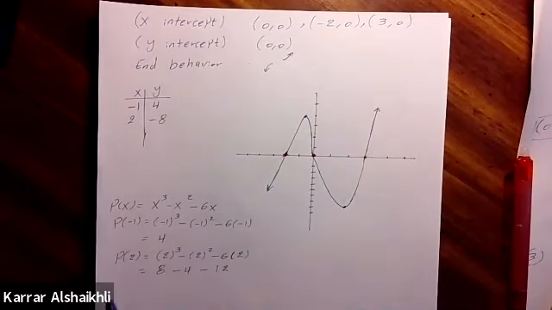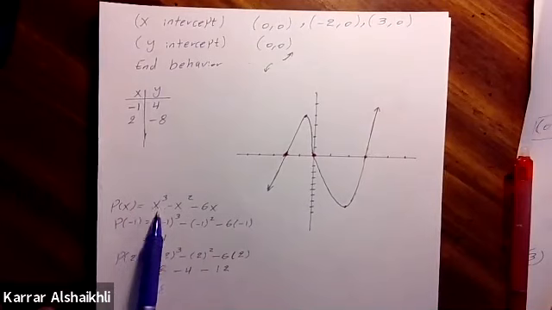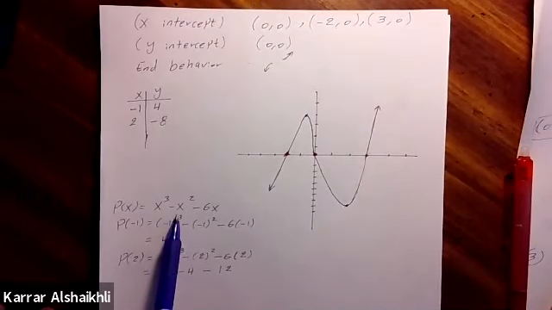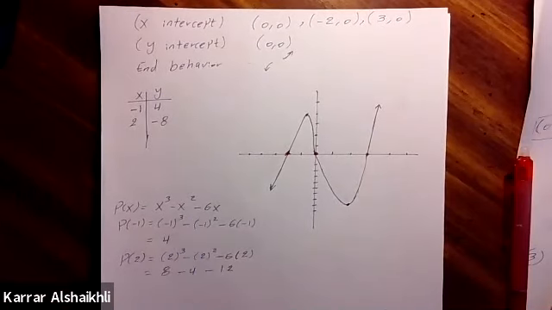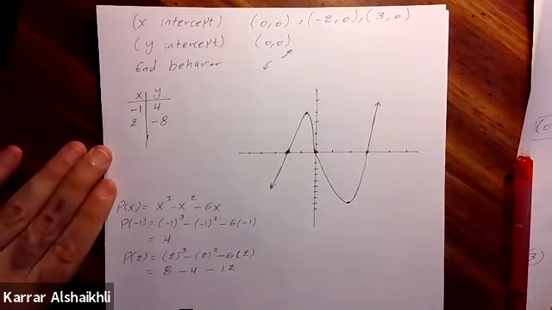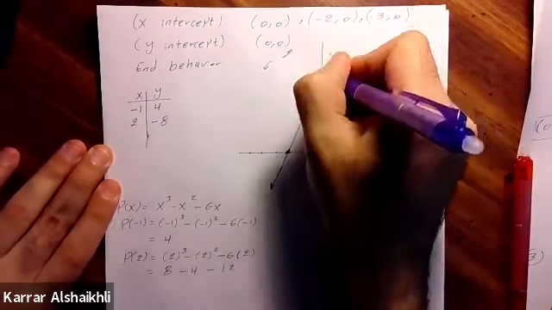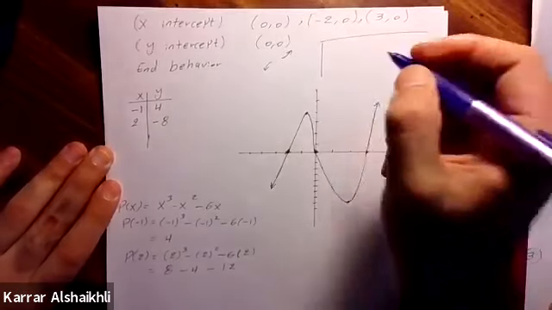So here's the graph for this function, P of x equals x cubed minus x squared minus 6x. Let's check the number of turning points. I'm going to do it here to make sure our graph is right.